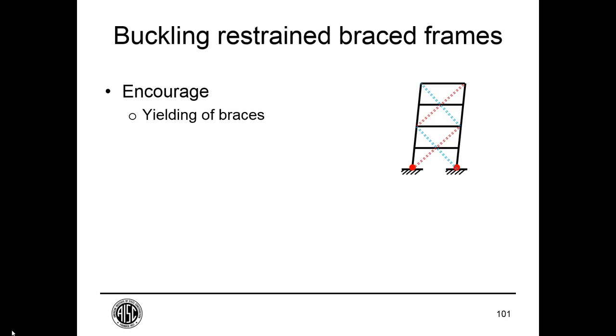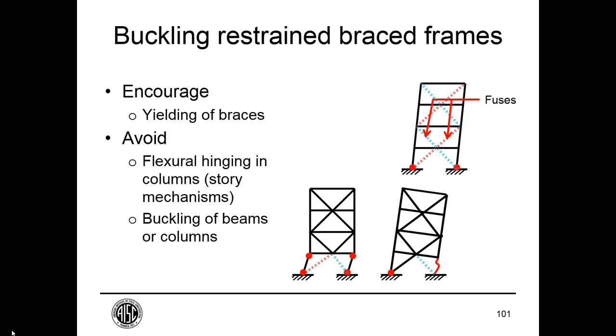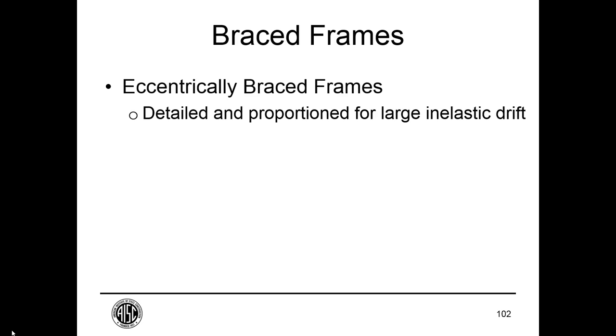Buckling restrained braced frames are very similar. We'll talk about how those braces behave. The only difference is the buckling restrained braced frames, or the buckling restrained braces, don't buckle. They yield in tension or compression. And again, we proportion to avoid the story mechanism, to avoid column buckling or connection failure. Eccentrically braced frames, excuse me.